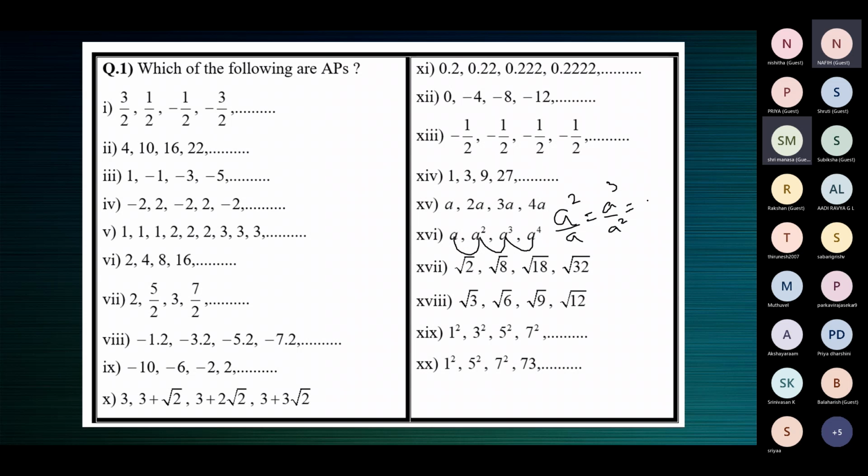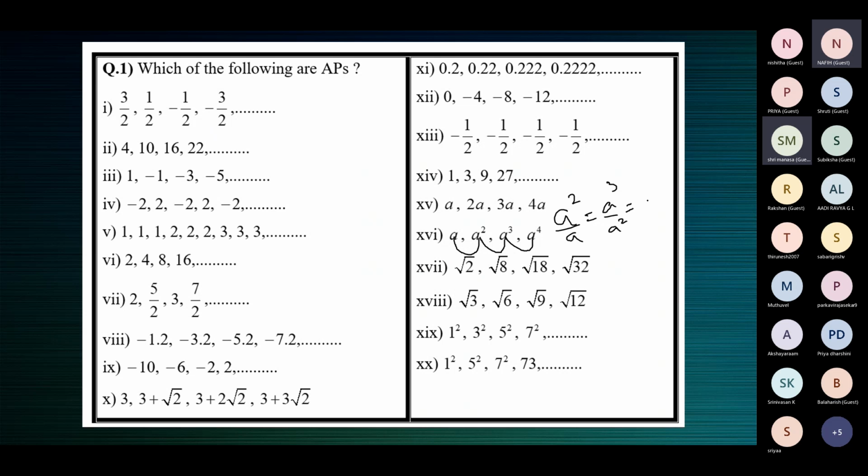Anyways, we are not going to learn that in our syllabus. I'm just telling you. A sequence in which the ratio between any term and its preceding term is a constant is said to be a geometric progression. The ratio is called the common ratio.